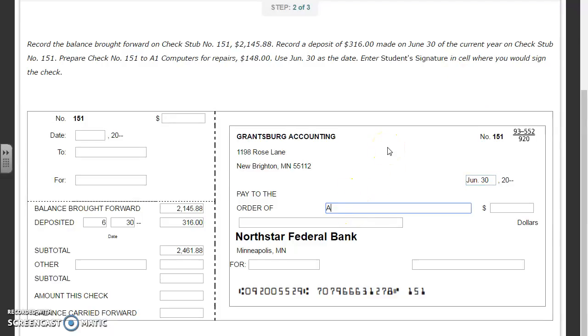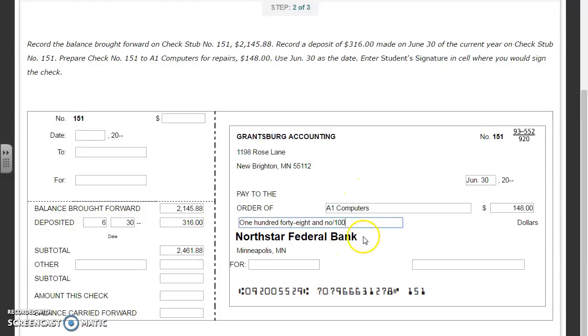We're going to write the check to A1 Computers. We're going to write the check out for $148. And down here we're going to write exactly the dollar amount. So we're going to say 148 and no over 100.